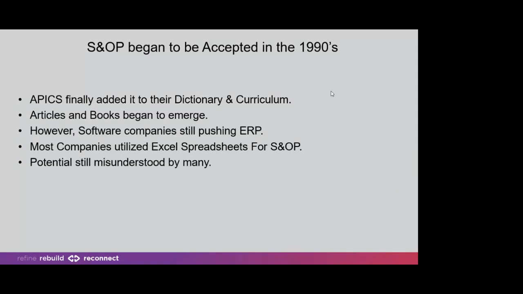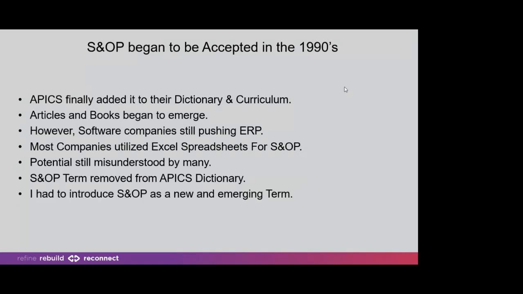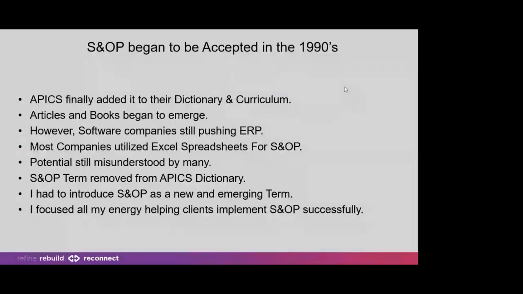So it's potentially still misunderstood by many people, many companies. And SNOP was removed from the SAPICS dictionary because some people thought that production planning and SNOP were the same thing. I had to introduce SNOP as a new and emerging term in the mid-90s. I focused all my energy on helping clients implement SNOP successfully.